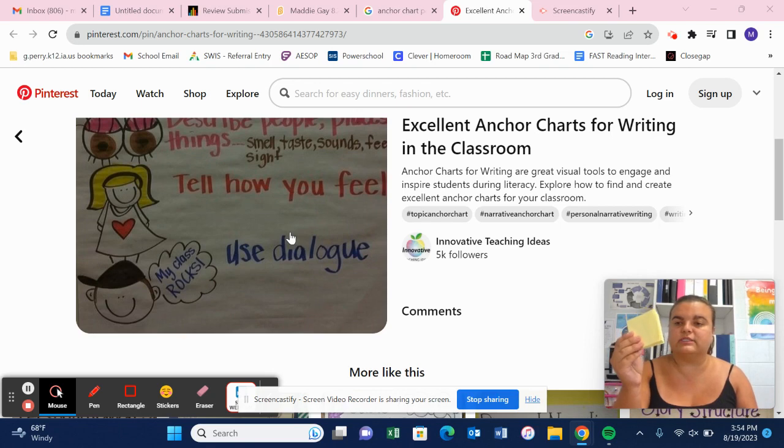You're each going to get a sticky note, and you can either write or draw a picture of what you're going to write about eventually down the road. We're not there yet. We're just writing or drawing a picture of the personal narrative we might want to do. Okay? So each of you will have a sticky note. Go ahead and write it or draw.